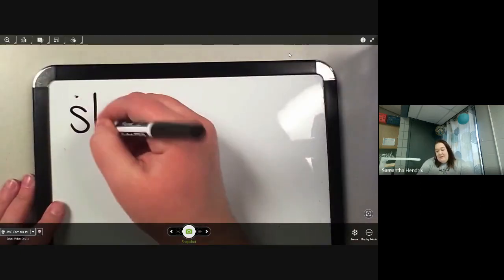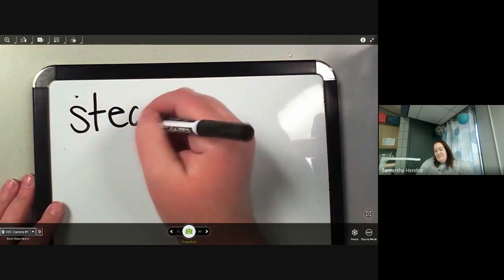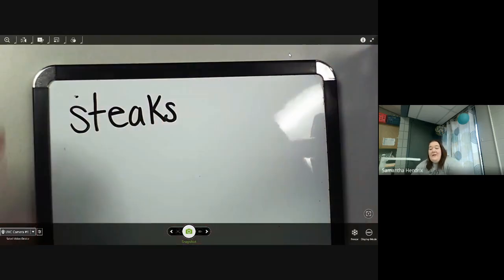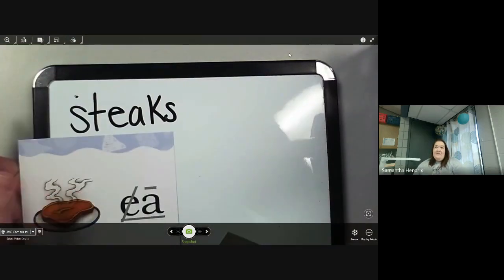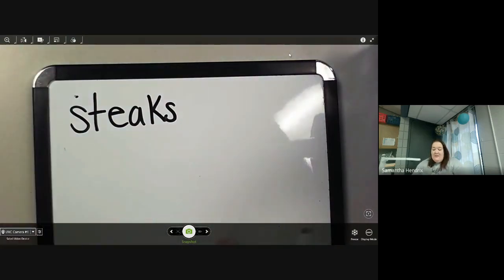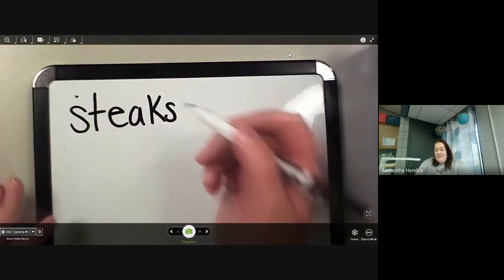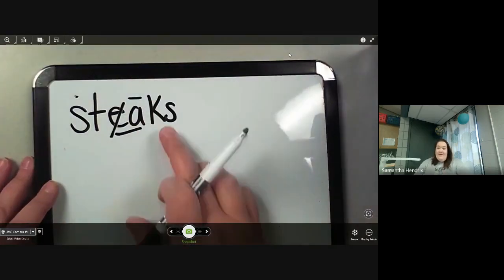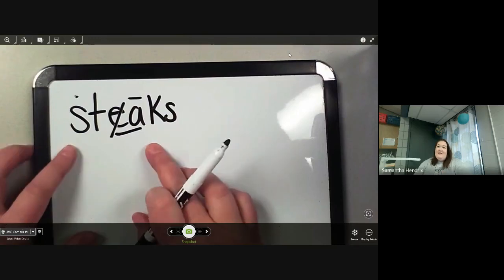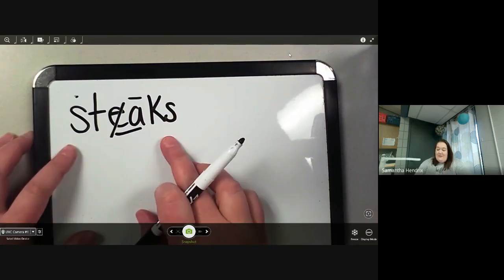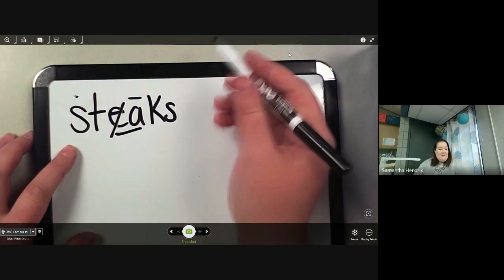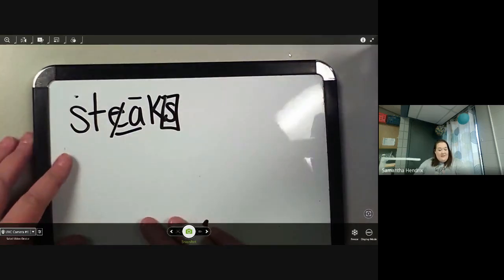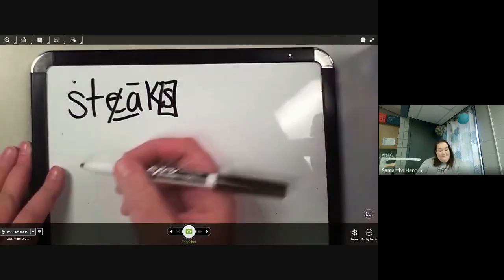Let's code this word. We should know what it is because it was our picture card. It's steak, right? Okay. So we know digraph. Steak is singular. Steaks is plural. So that's a suffix. So we box our suffixes. Okay.